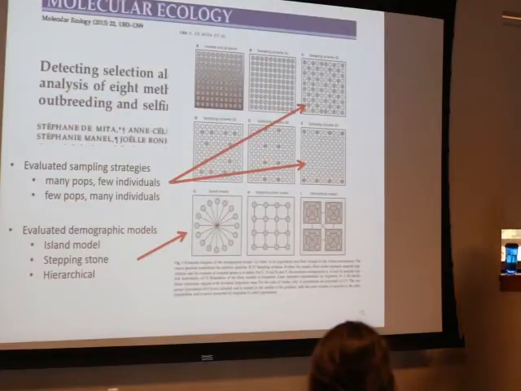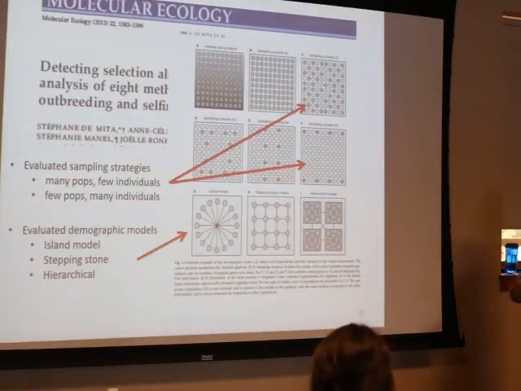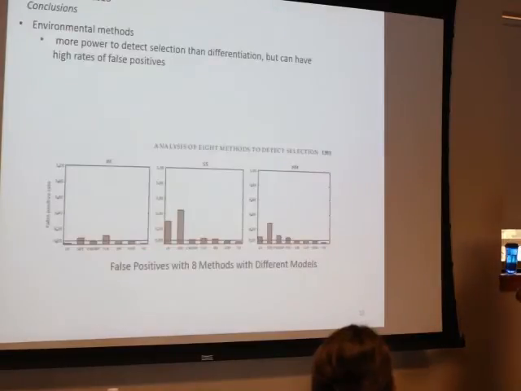And then they had different demographic models. They had the island model, the stepping stone model, and the hierarchical model. So they had this matrix of different sampling strategies along with different demographic models, and they looked for false positives with these 8 methods.